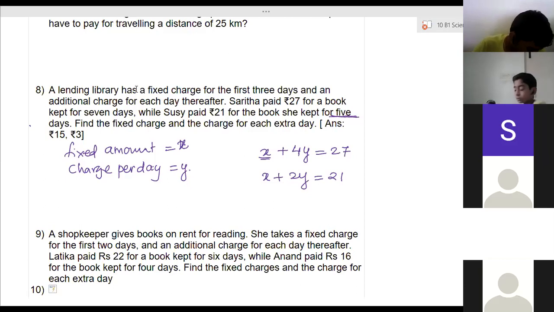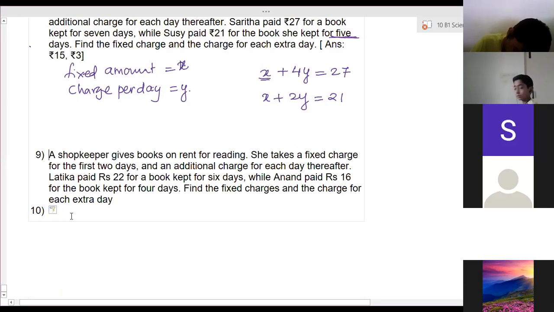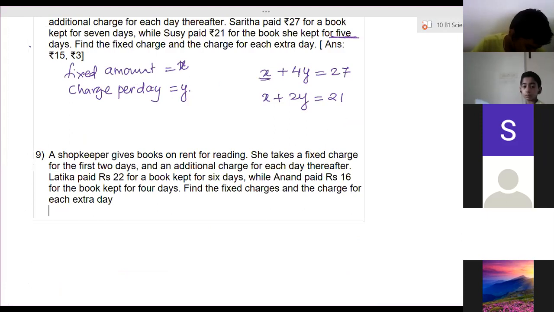Done, ma'am. Next question, the 9th also, you have finished? Yes, ma'am. Students are very fast now. Ma'am, in place of the library, it's a shopkeeper who gives books. Yes, same thing, same question, only the numbers are changed.